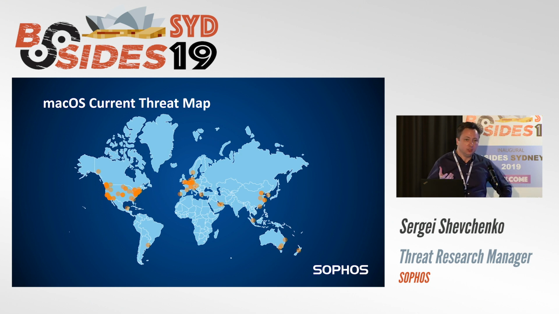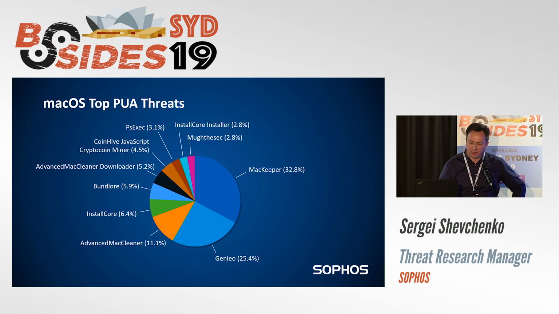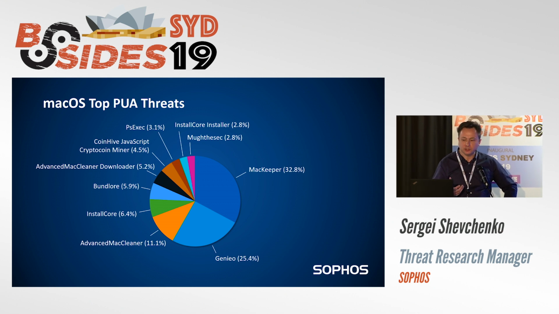Geographically, we have the telemetry, we know where the detection is triggered, so the bulk of them come from the United States, from Europe, but if you look at the map, a fair volume comes from Asian region and Australia in particular. If you look at the top malware threats, there aren't that many malicious threats causing the headache. It's mostly vSearch, FkCodec, Spinion. But if you look at the PUA, this field, there's much more competition here. So you have different vendors fighting for those endpoints. And among the most prevalent families are definitely MacKeeper, Genieo, Advanced Mac Cleaner, InstallCore, Bundleware, and so on.